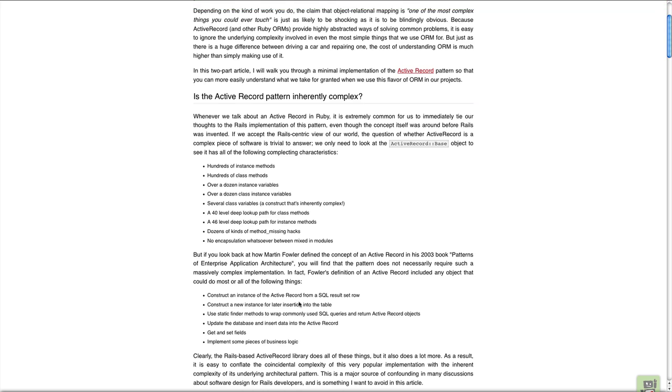If we accept the Rails-centric view of our world, the question of whether Active Record is a complex piece of software is trivial to answer.